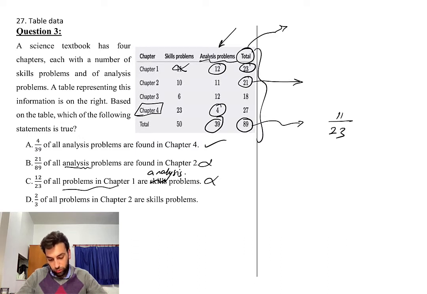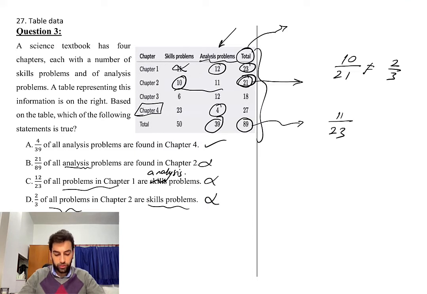Choice number D, 2 over 3 of all problems in chapter 2 are skills problems. So let's look at the problems in chapter 2. So skills problems are how many in proportion to the total? They are 10 over 21, if you can notice, which is different than 2 over 3. Thus, choice D is wrong, and my only solution would be choice A.